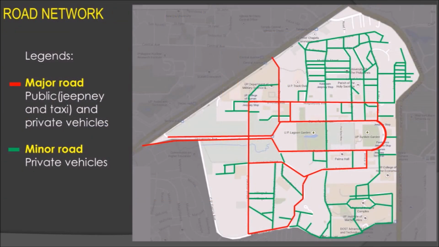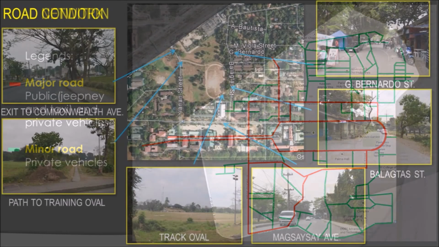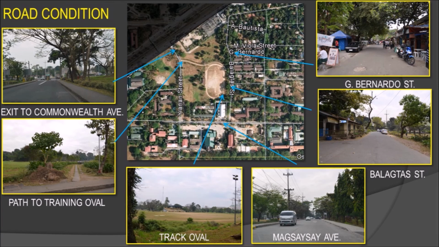Road network. The red line represents the major road which is used by public vehicles, specifically jeepney and taxi, and it is also used by private vehicles. The green line represents the minor road which is only used by private vehicles. Road condition. As you can see, there is an exit to Commonwealth Avenue from our side. There's also a path to Training Oval, and there's the street called Magsaysay Avenue, Balagtas Street, G. Bernardo Street, and this is used by different kinds of students, and this serves as their eating area.